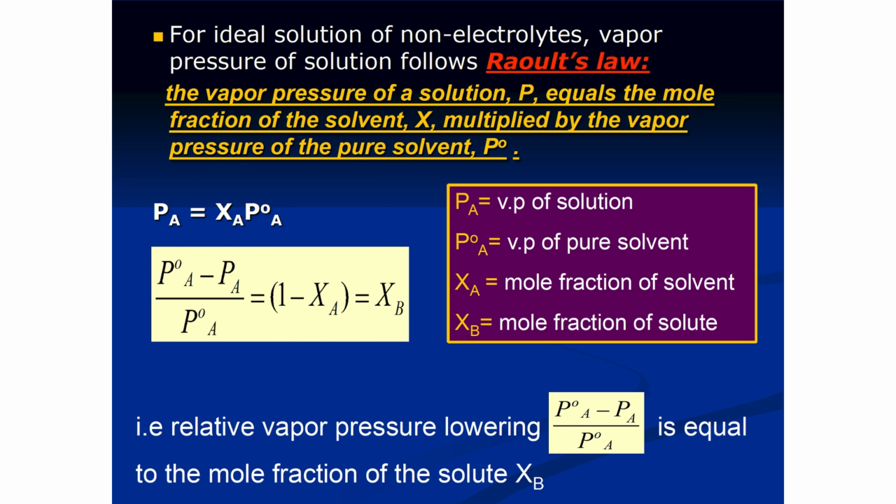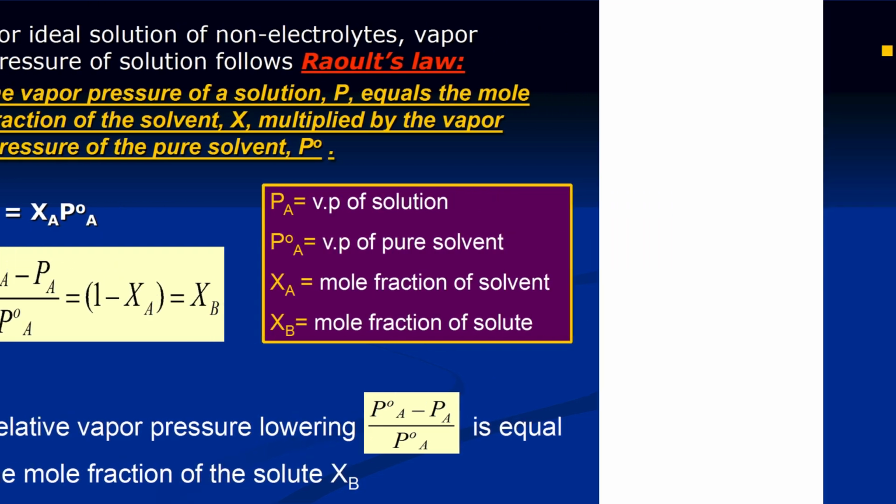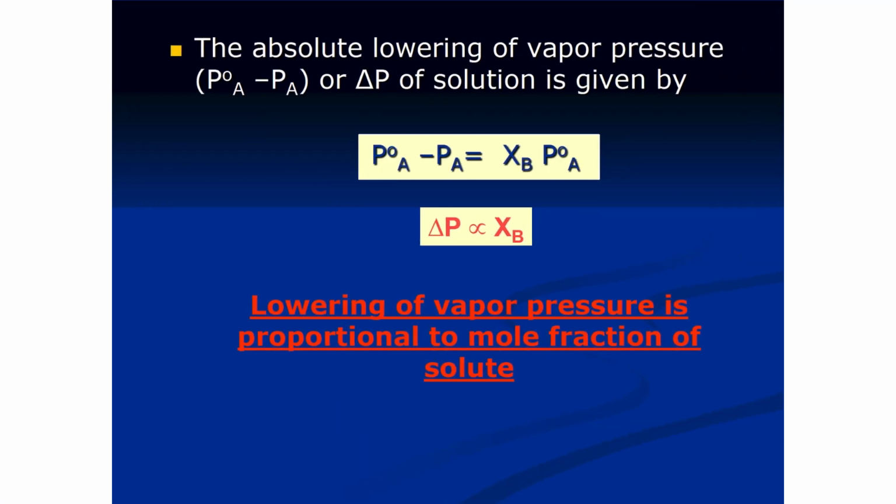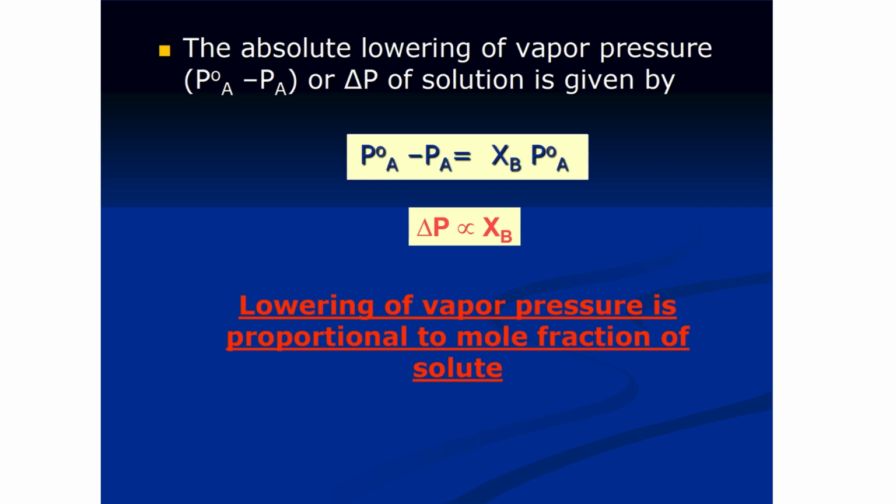For an ideal solution of non-electrolytes, the vapor pressure follows Raoult's law. The vapor pressure of a solution, P_A, equals the mole fraction of the solvent, X_A, multiplied by the vapor pressure of the pure solvent, P°_A. We can also express the relative lowering of vapor pressure, which equals the mole fraction of the solute, X_B. So the absolute lowering of vapor pressure, delta P, is given by the following. This shows that the lowering of vapor pressure is proportional to the mole fraction of the solute.